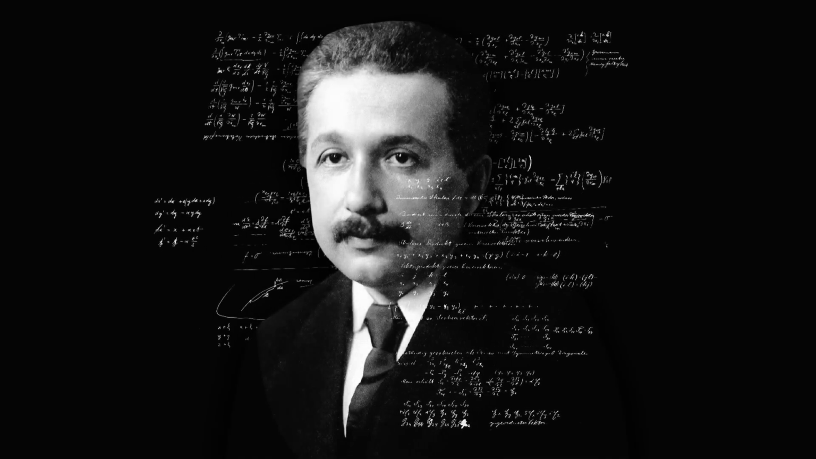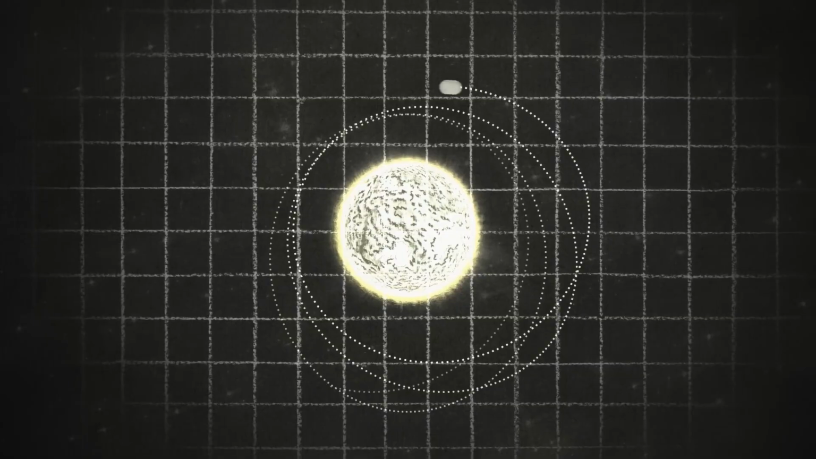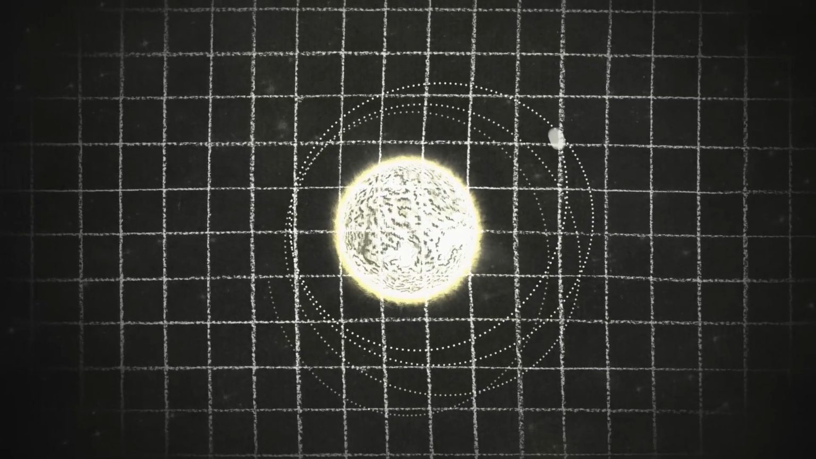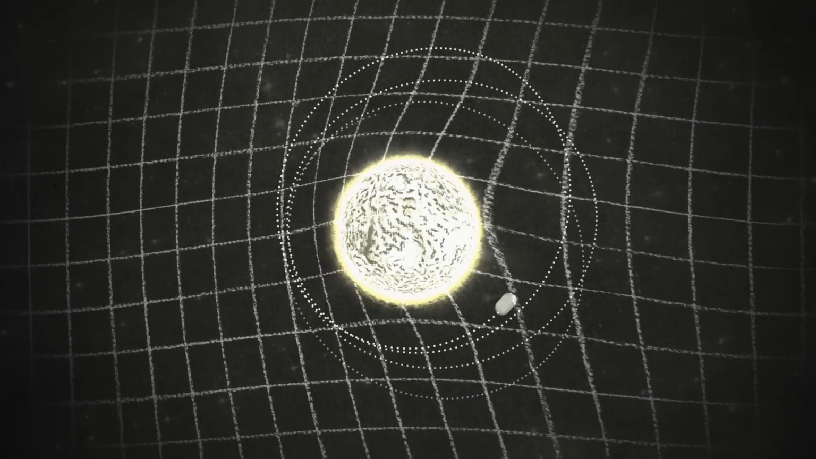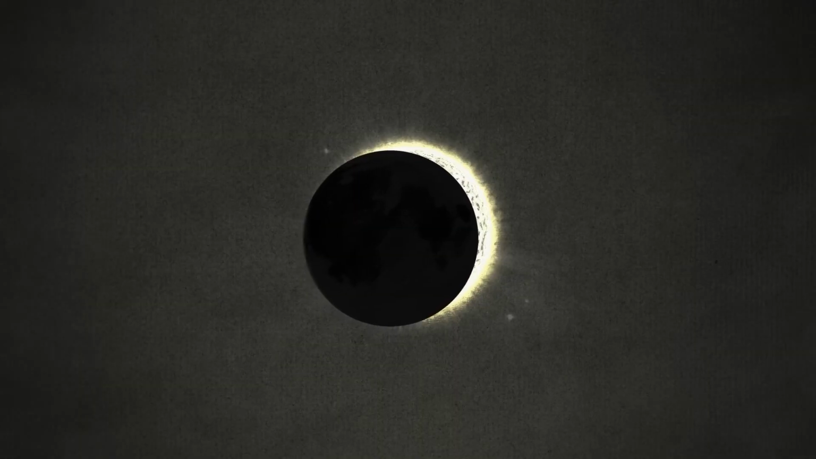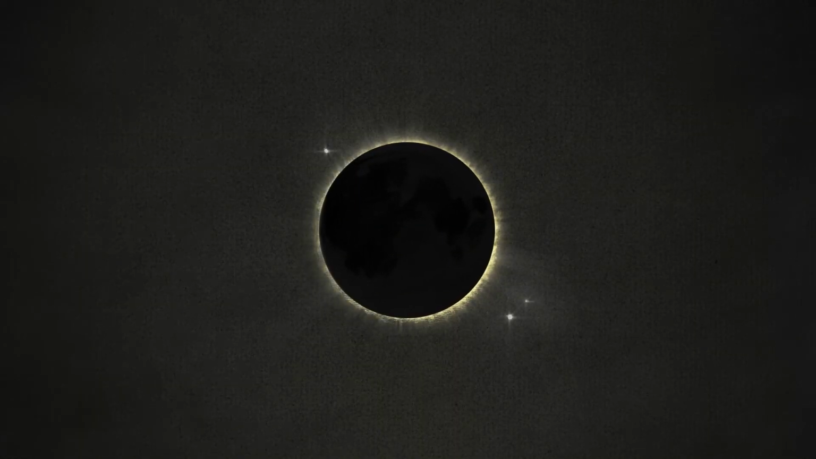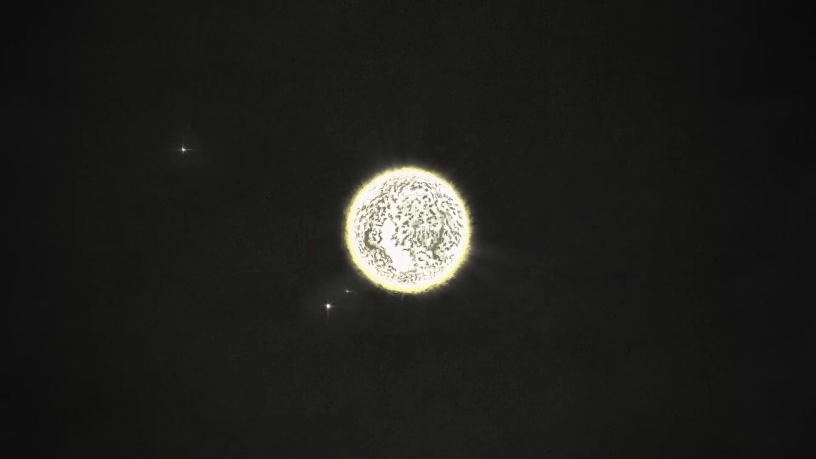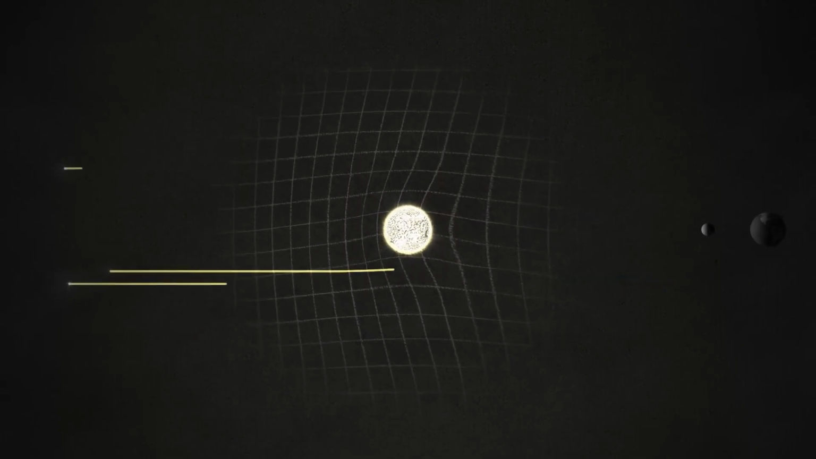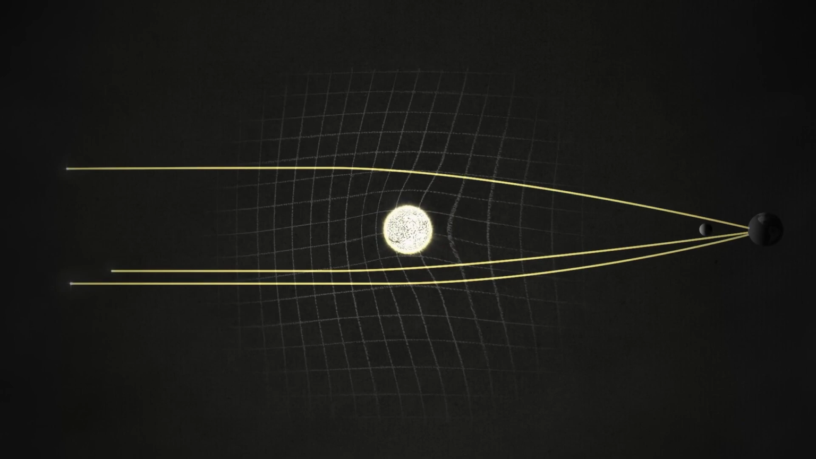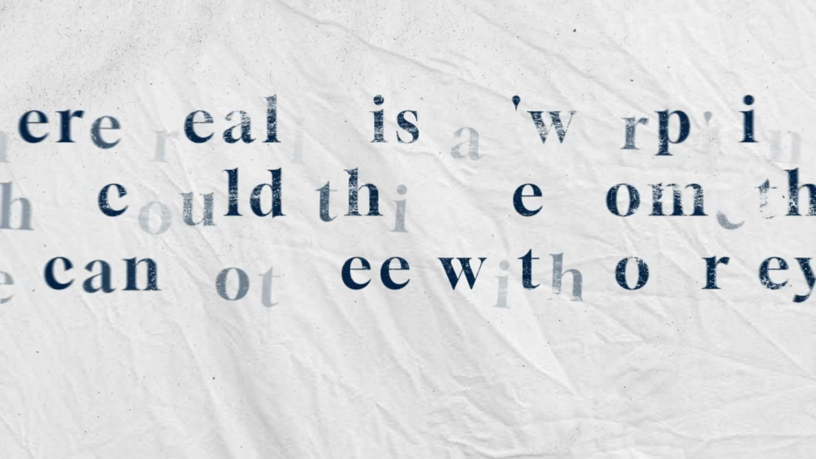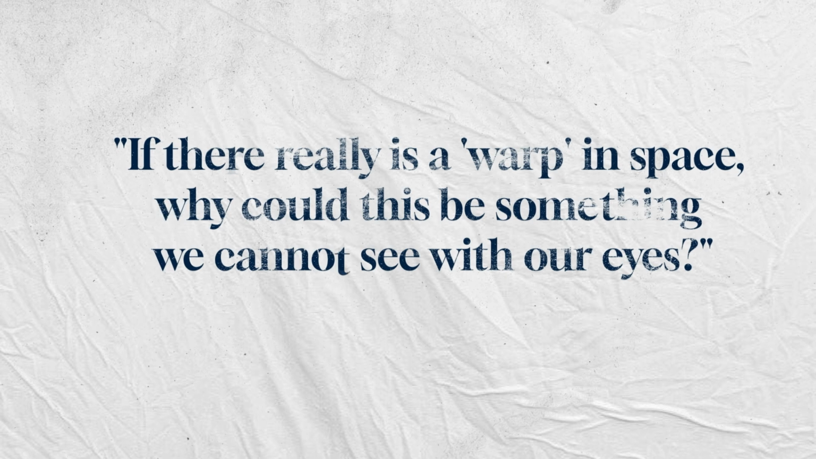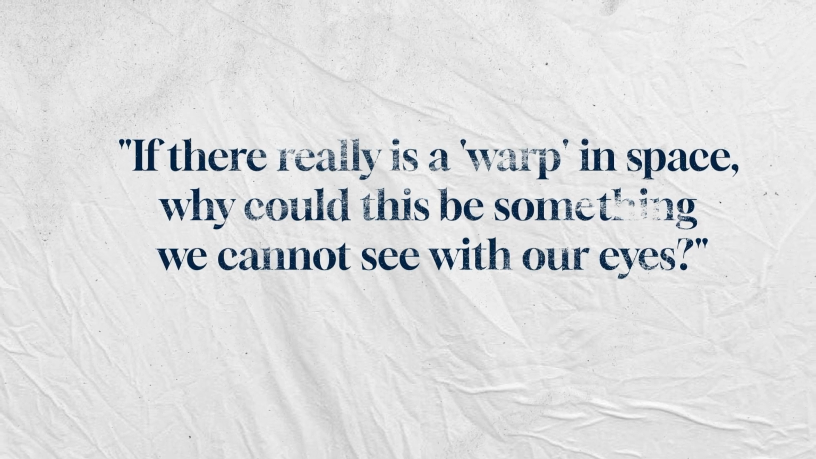Albert Einstein proposed an entirely new idea about how gravity works. According to this idea, massive objects, such as the sun, could bend space and time. This is similar to placing a heavy ball in the middle of a trampoline, causing it to sink. Even light could be affected by this bending and its path could change. If there really is a warp in space, why could this be something we cannot see with our eyes?